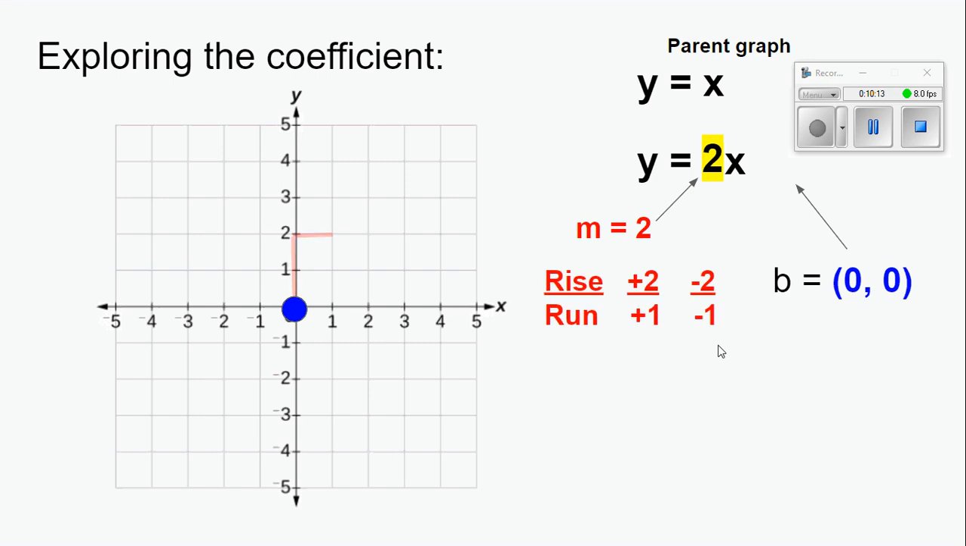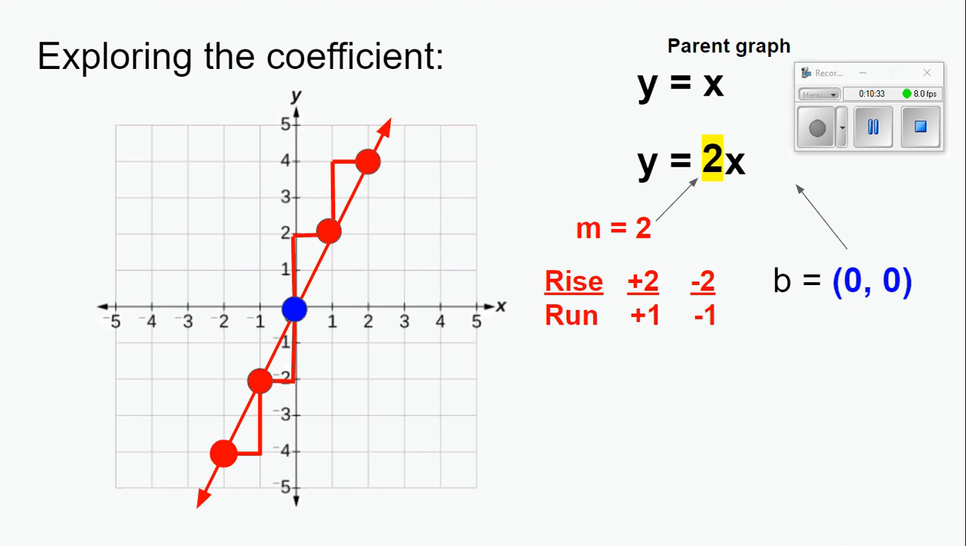So my staircase now gets a little steeper. I'm going up 2, then over 1, up 2, then over 1. And you guys, again, remember that a negative divided by negative is also a positive, so I could go down and back, and then down and back. And this would be the equation of the graph of the line y equals 2x.